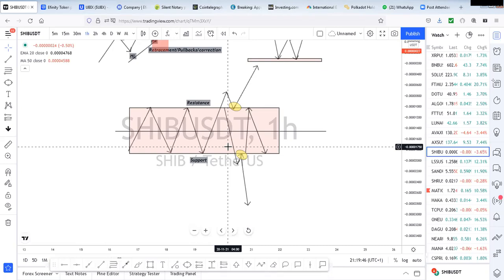But a ranging market tends to move horizontally. Like I said, trending markets give a clear repetition of higher highs and higher lows in an uptrend, or lower highs and lower lows in a downtrend. While a ranging market tends to move horizontally between key support and resistance levels. So that's the difference between the two.